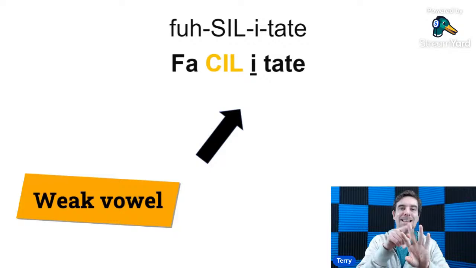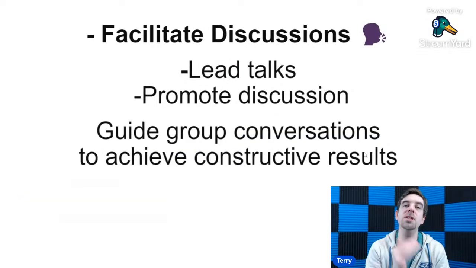Facil. This is strong. Facilitate. Together. So it's not fe, it's f. Facilitate. So this is the weak tate. Facilitate. Okay. Now, you can see this a lot with facilitate discussions.